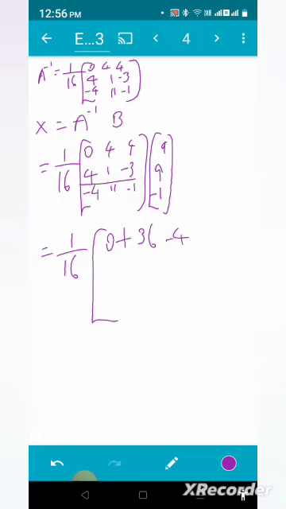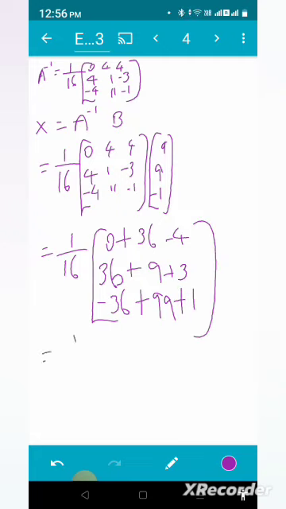Second row, similarly, first column multiplication. 4 into 9 is 36, 1 into 9 is 9, so 36 plus 9. Minus 3 into minus 1, that is plus 3. Then similarly the third row with the first column. It is minus 36 plus 99 plus 1. So hence we can evaluate these values.